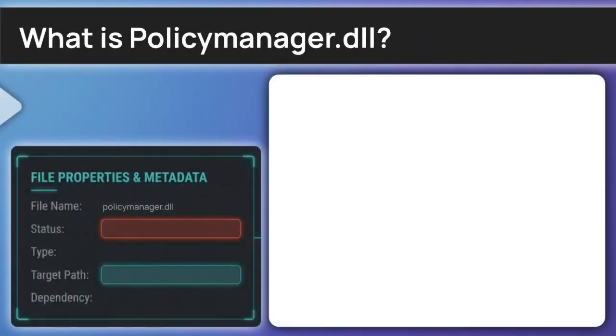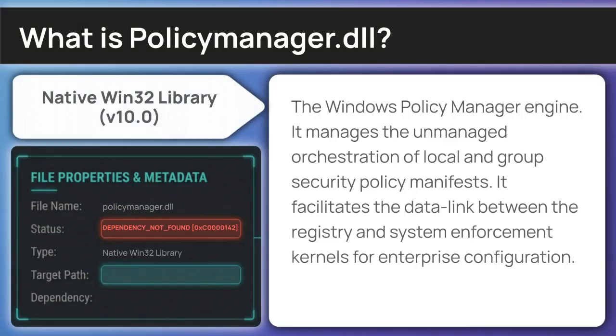This is the Policymanager Library, the Windows Policy Manager engine. It manages the unmanaged orchestration of local and group security policy manifests. It facilitates the data link between the registry and system enforcement kernels for enterprise configuration. Now that you know how the file works, let's focus on the how and fix the issue.